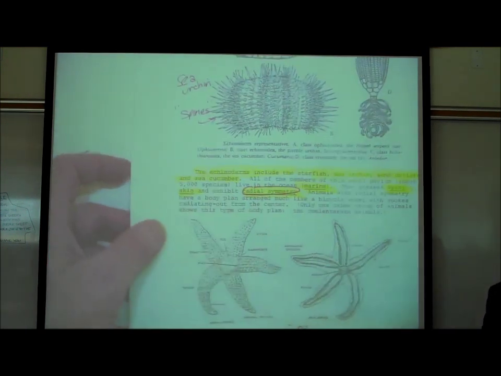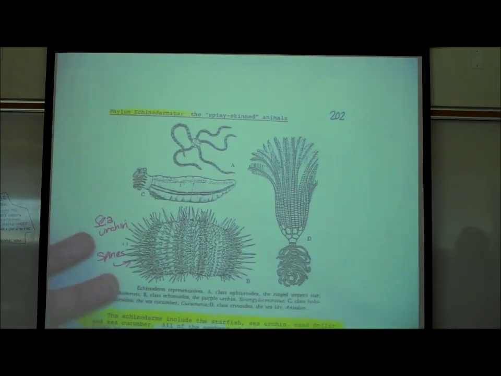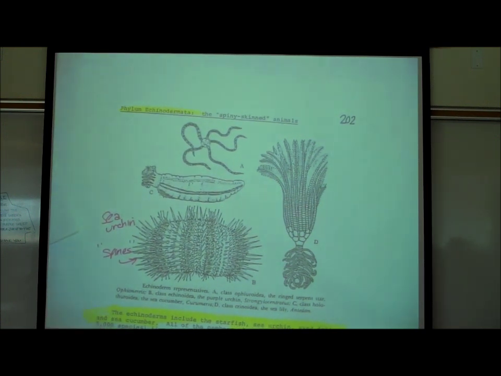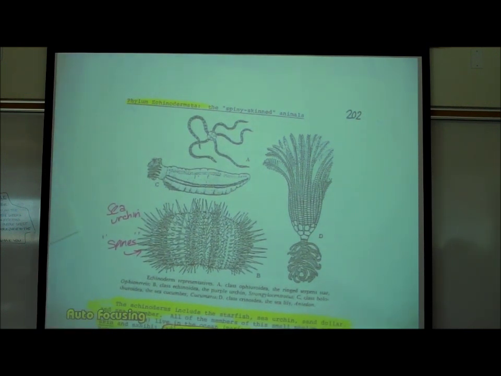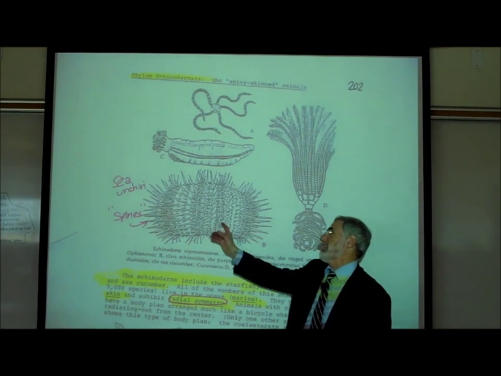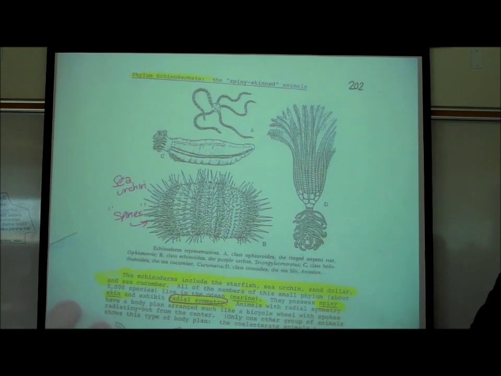Let's jump to page P28. On P28, the last phylum of invertebrate animals are echinodermata. The word echinodermata literally means spiny-skinned animals. They have spiny skin. And not only does a starfish have spiny skin, look at this guy, the sea urchin, which has got big spines.